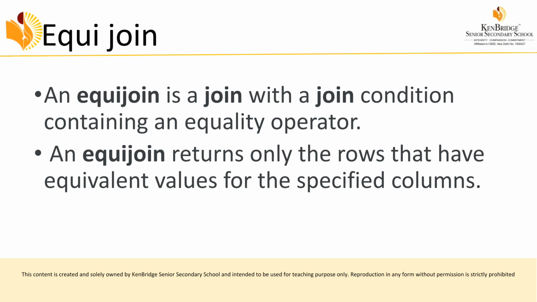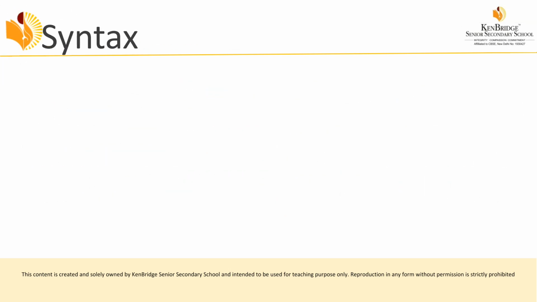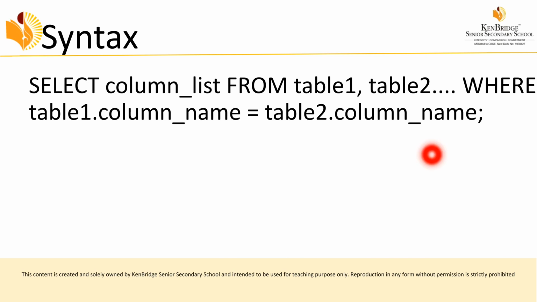So let's see the syntax of EQ join. Here is the syntax: select column list. I am giving a column list here because instead of this you can write a column name also, that is correct, but you can write more than one column. So select column name from table 1, table 2, where table 1 dot column name is equal to table 2 dot column name. That's it.